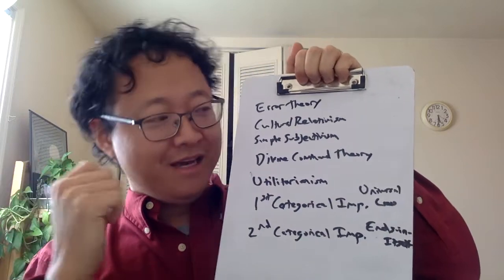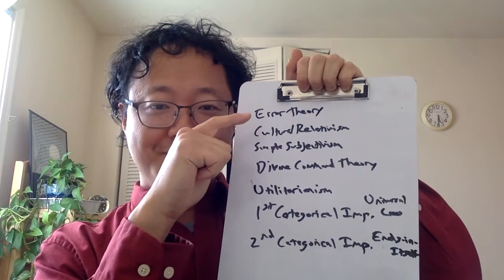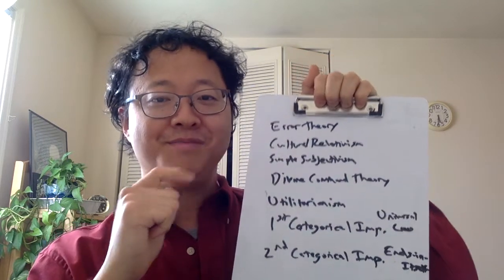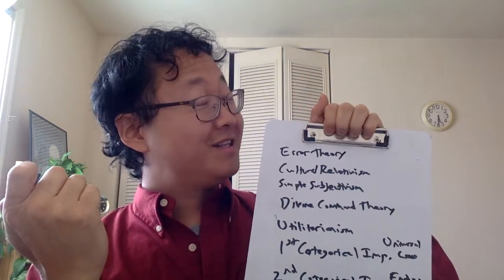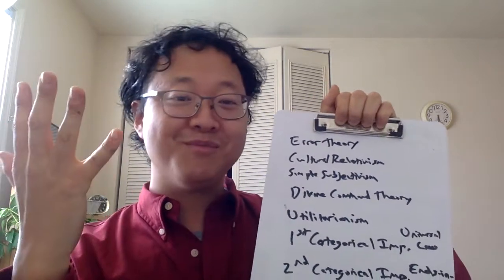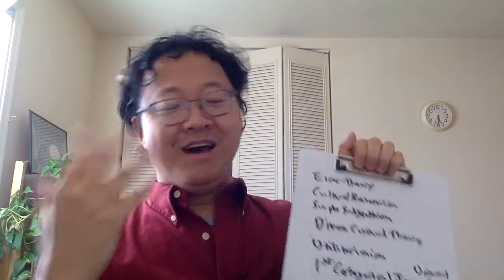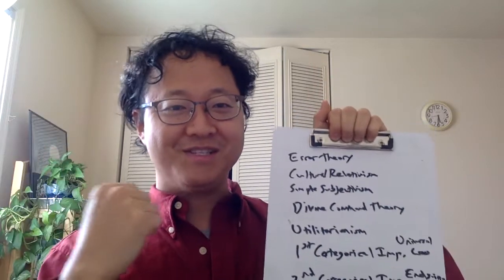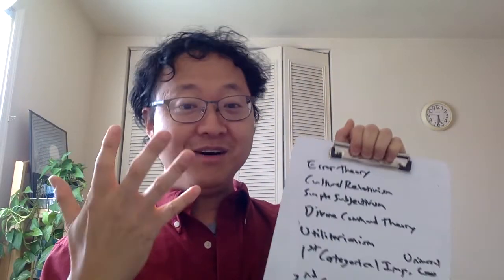Now, some of these views, error theory, cultural relativism, simple subjectivism, end up just saying there are no objective moral truths. Error theory just says there's no moral truth at all. That's one view you could take away from this class, or any of these three non-objectivist theories. And if so, that might be the lesson you take.